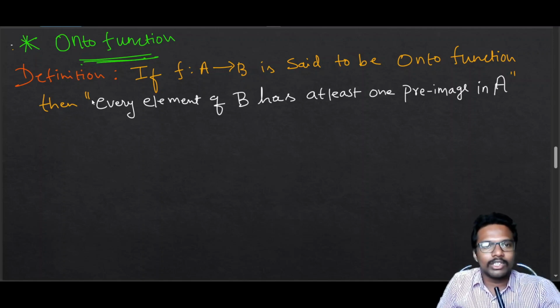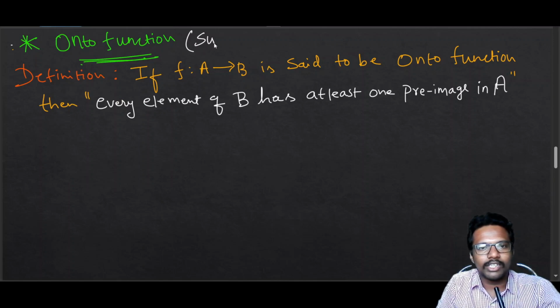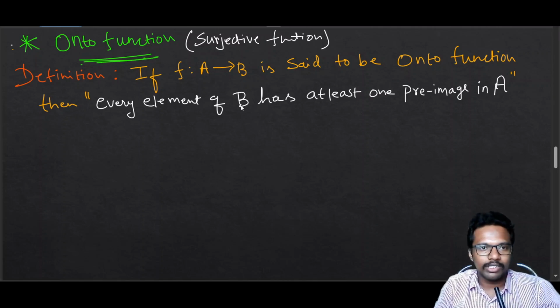Definition of onto function. The onto function has another name. Sometimes we call it a surjective function. For one-one function we call it an injective function. Sometimes onto functions we call a surjective function.